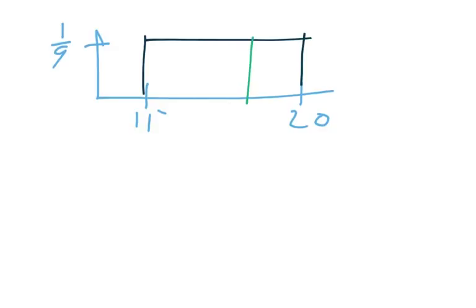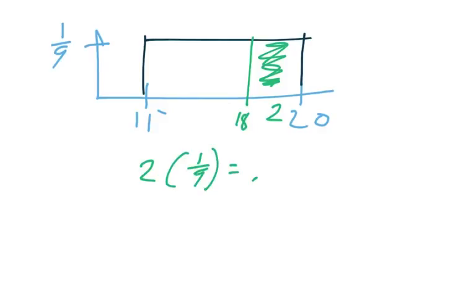What is the probability that x is bigger than 18? It would be that section, which is 2. Base of 2 times 1/9 turns out to be 0.222.